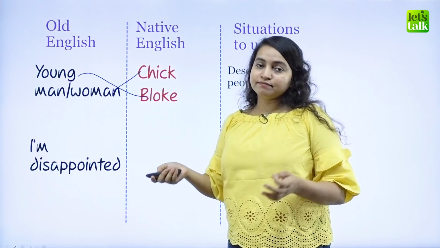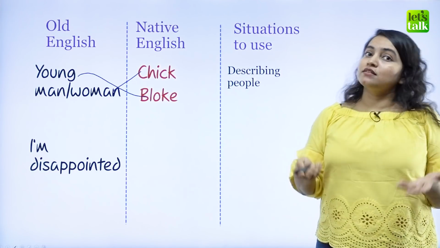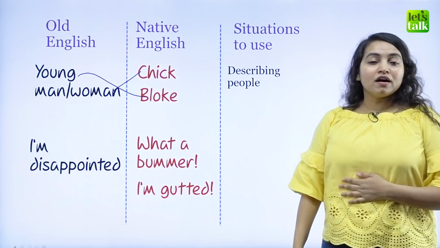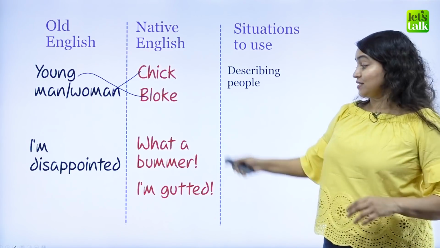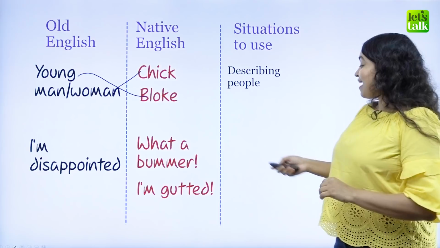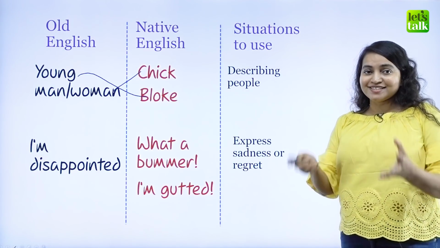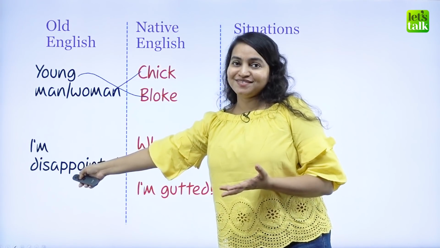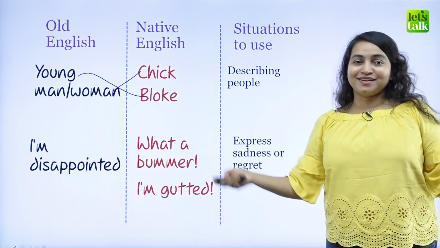Now, a lot of times, things don't go your way. What happens? You are disappointed. But instead of saying disappointed, what could you say? You could say, what a bummer, or I'm totally gutted. Okay, so when you're disappointed, you can use these two phrases. Really good phrases that you will hear native English speakers use. And when do we use it? When you are expressing sadness or regret. Like I said, things sometimes don't go your way, but that's okay. You don't have to be disappointed. You can use some native English phrases to express your regret.